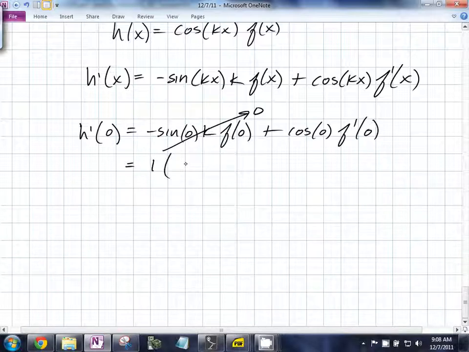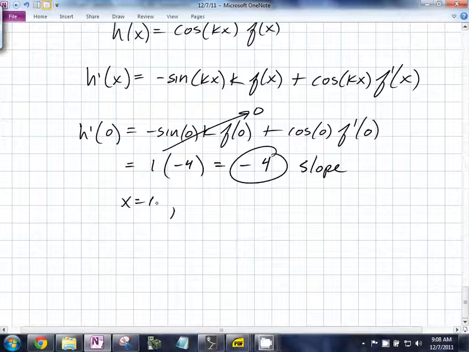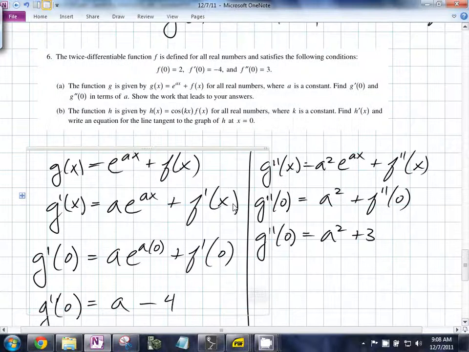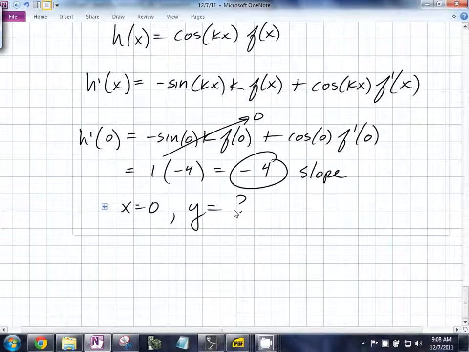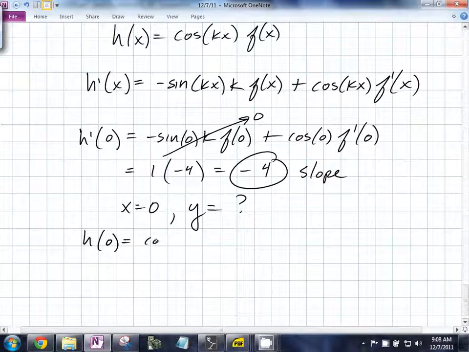And we know that x is equal to 0, so we need to find what? The y value. What's our original function? H is? Oh, we have it written right there. So we need h of 0. So it's going to be cosine of 0 times f of 0. What's cosine of 0? What's f of 0? Does it tell us it's 2? So it's 2. So our point is 0, 2. So what do you write for the equation? Y what?